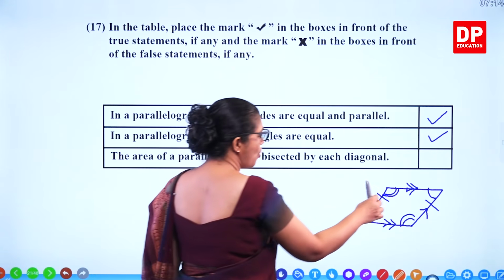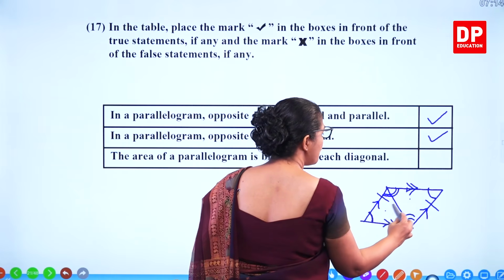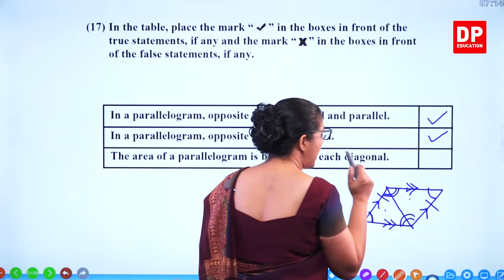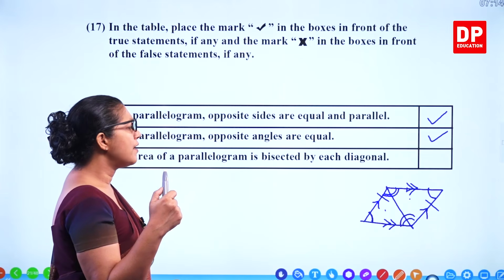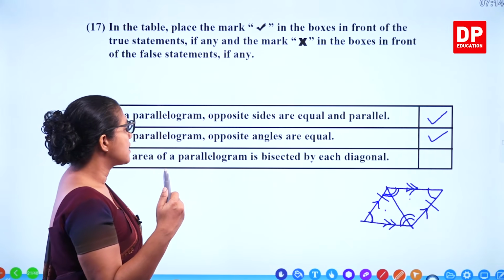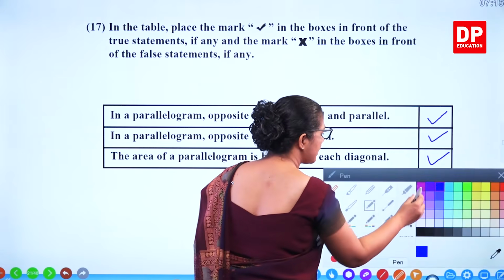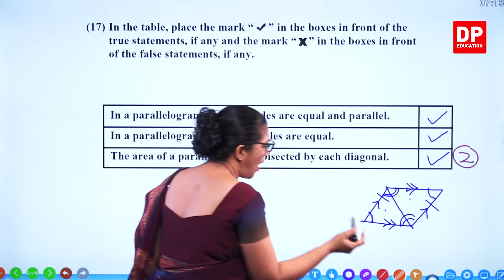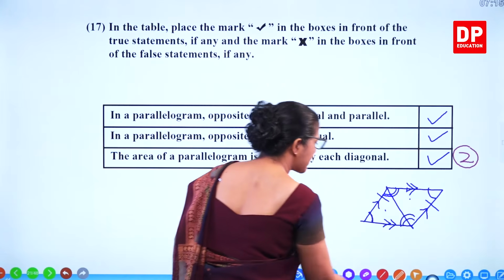So that's also true. When you draw the diagonal, the areas of the two triangles are equal, and the area of one triangle is half of the area of the parallelogram. So it divides exactly into 2 parts. So that's also correct. So you get 2 marks for all 3 correct answers and 1 mark for at least 2 statements correct.